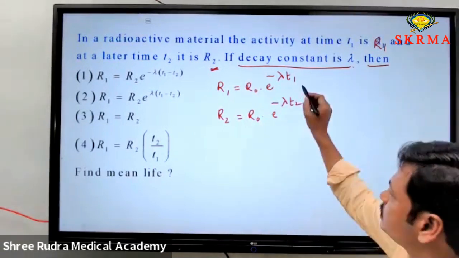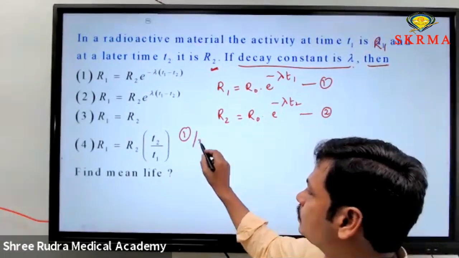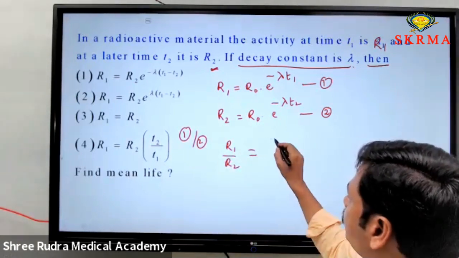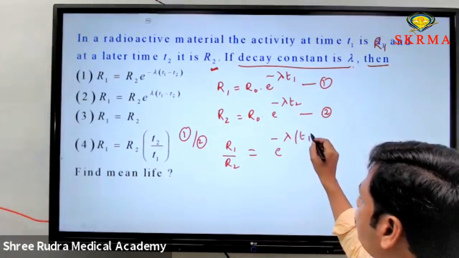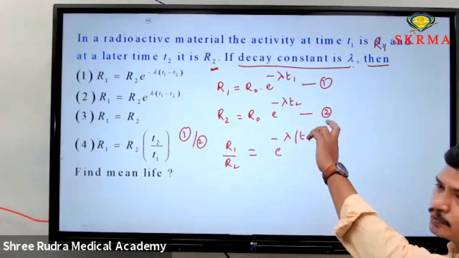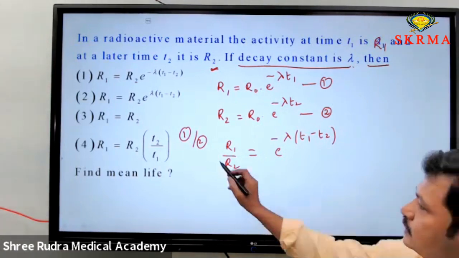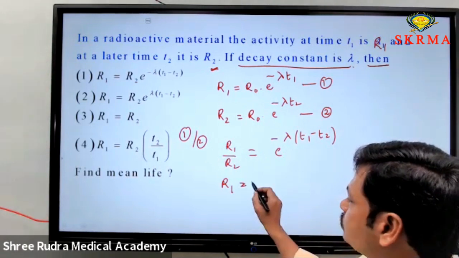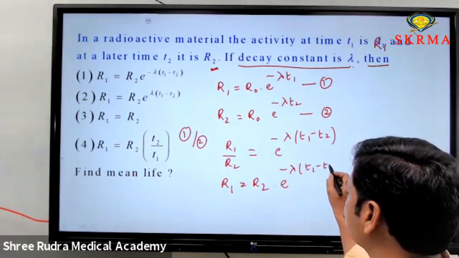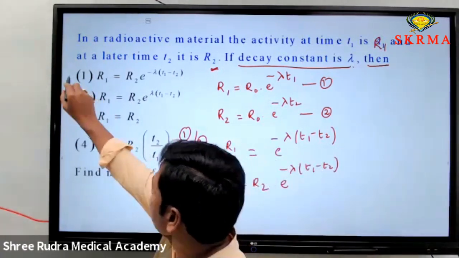If you divide these two equations, taking the first by the second, it gives R1 by R2 equals e power minus lambda times (T1 minus T2). R0 will be cancelled. If you move e power minus lambda to the numerator, then obviously the given relation holds good: R1 is equal to R2 into e power minus lambda times (T1 minus T2). That's why the correct option is 1.